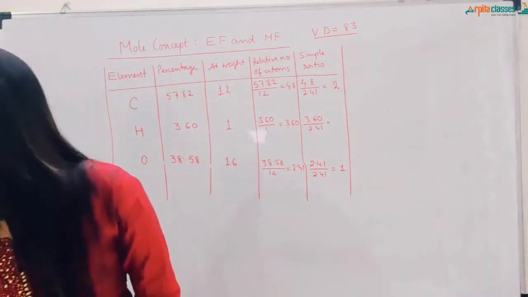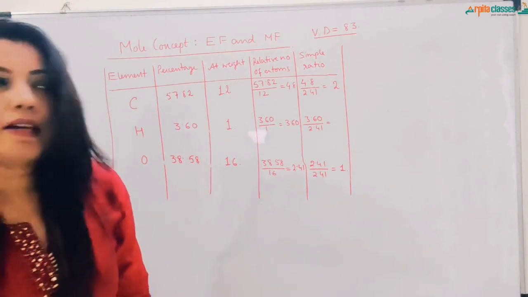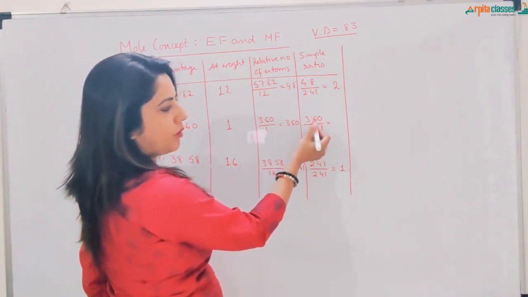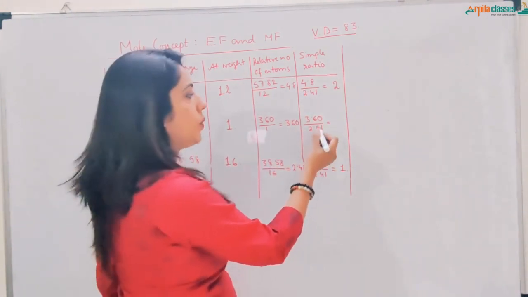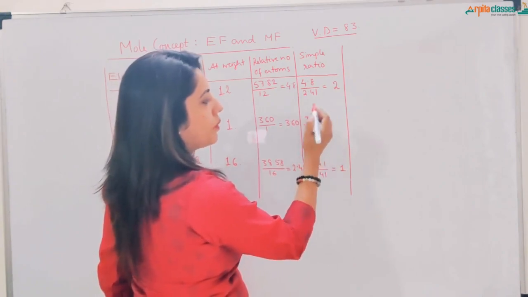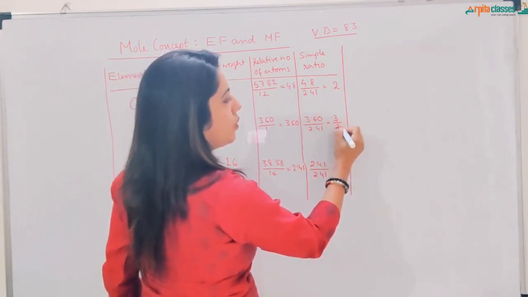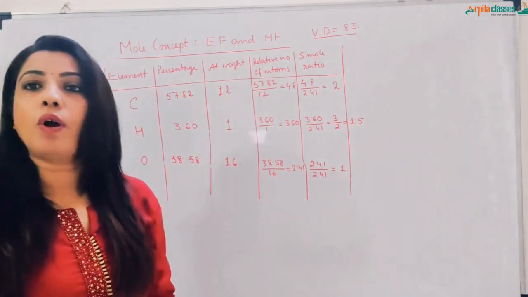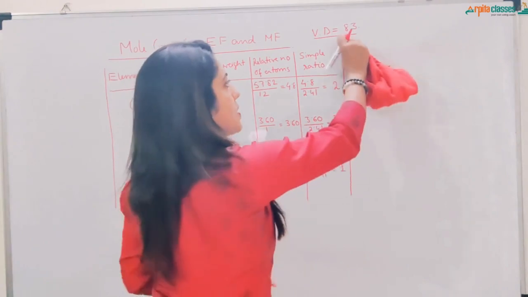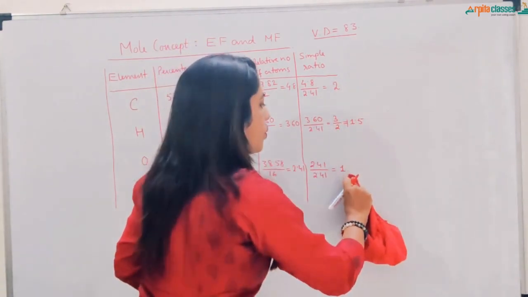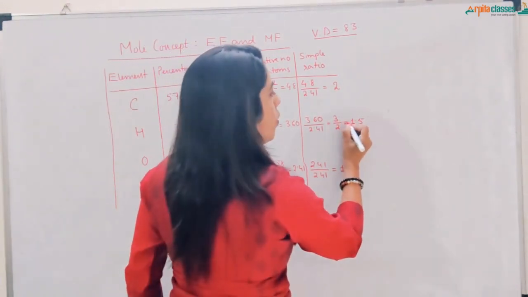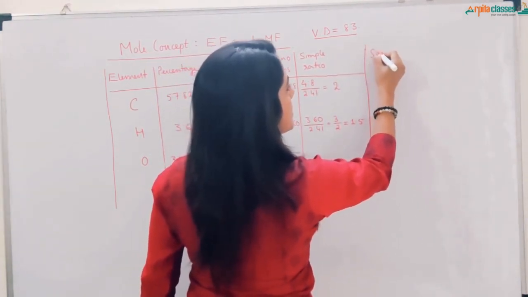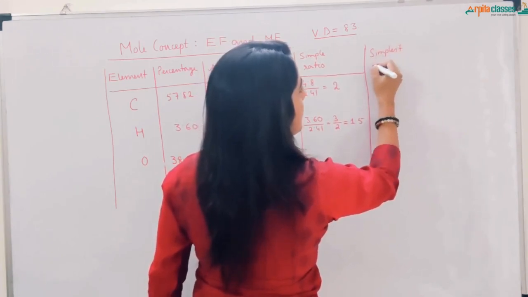Now 3.60 upon 2.41 is 3 by 2. If you divide it by 12, we can understand it is 2.4 and 3.6. It is divisible by 12. 12 3s are 36 and 12 2s are 24. 3 by 2 and that is giving you 1.5. So when we get the ratio as this 1.5 or something, then we have to make one more column because this is not the whole number. So one more column we have to make over here and that is the simplest ratio.